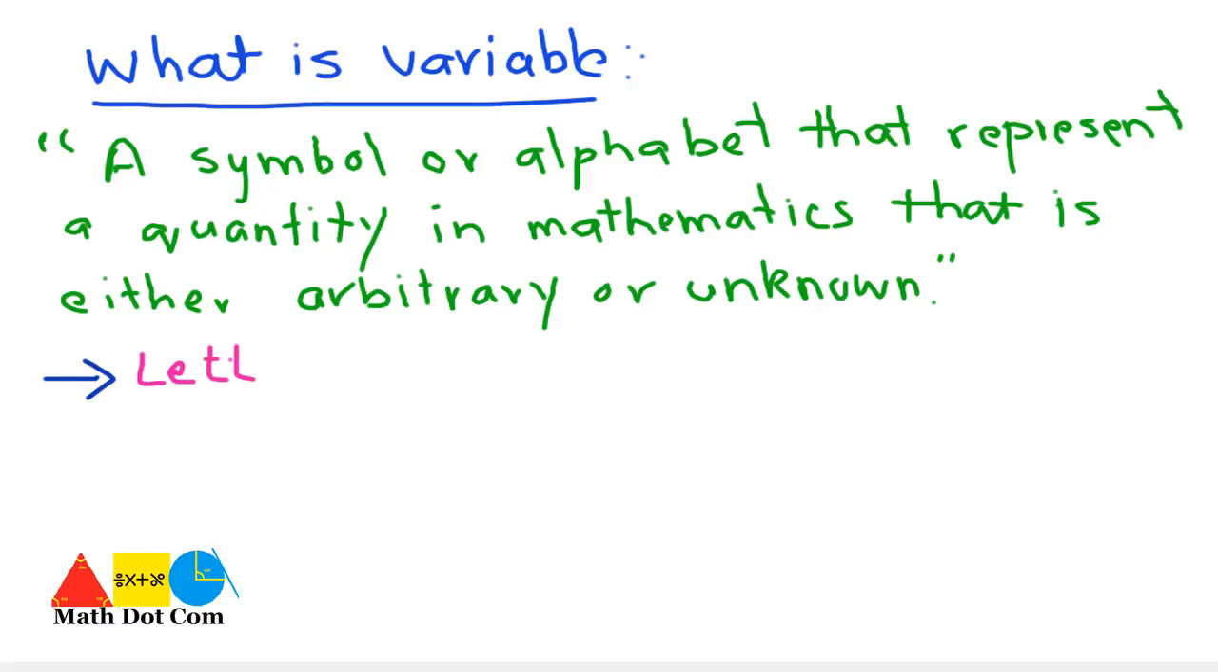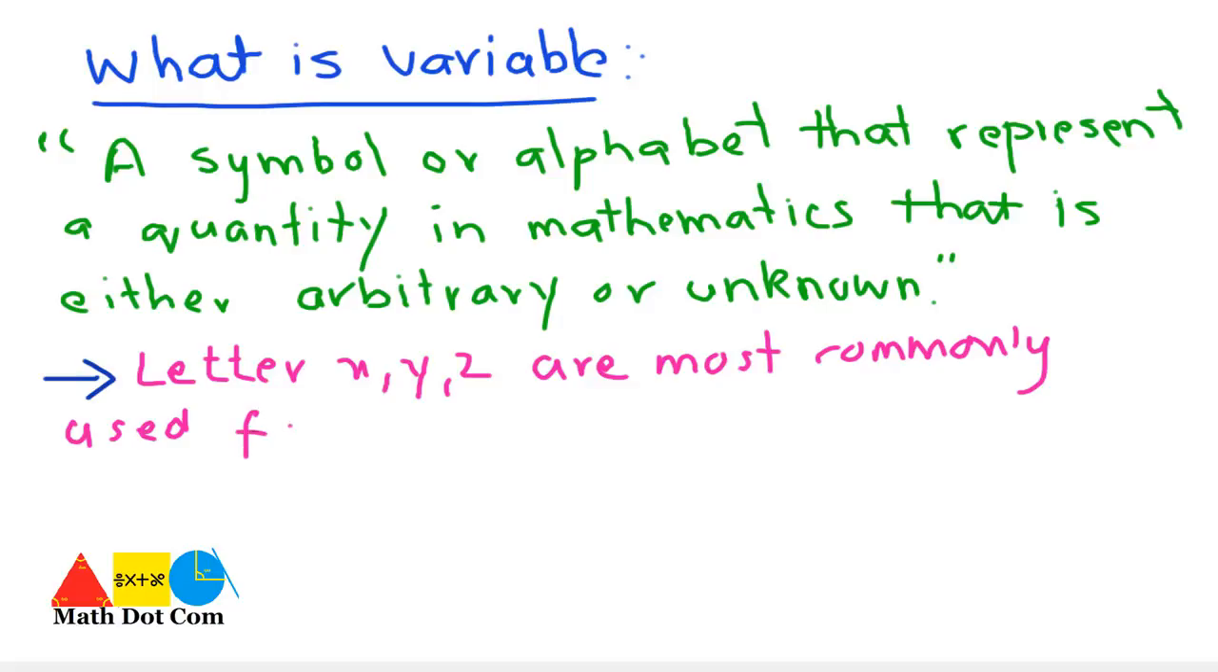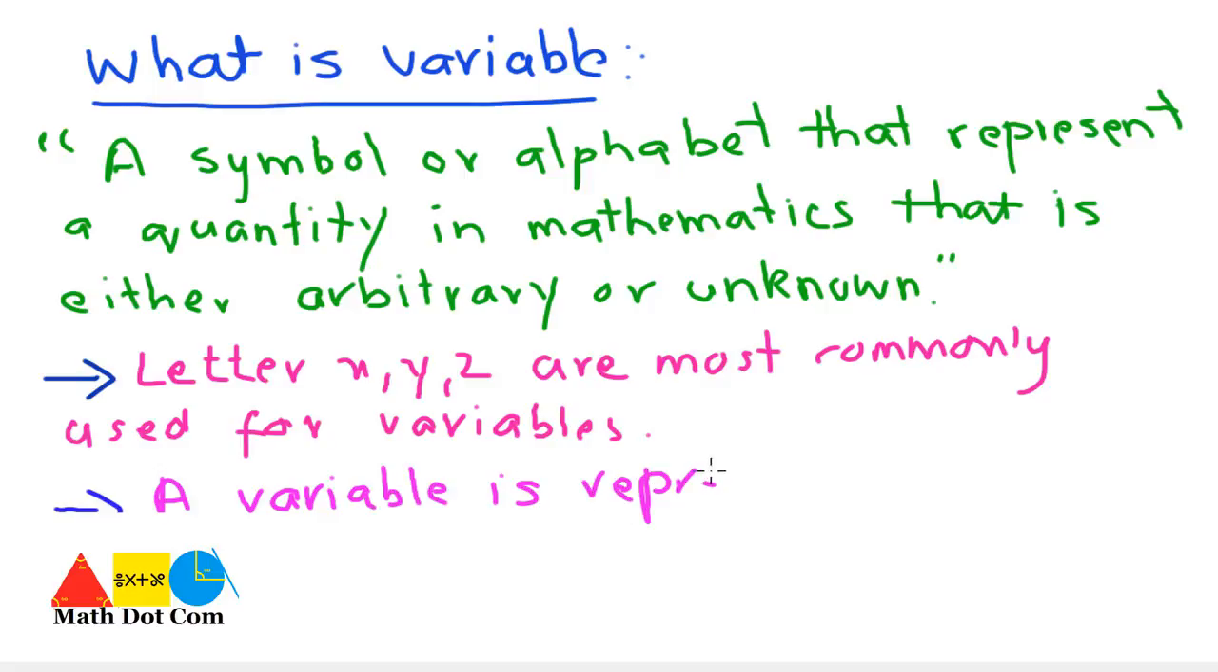Letters X, Y, and Z are most commonly used for variables. Other than that, you can also find A, B, C, L, M, N, P, Q, R. These are also all the variables of which the value is unknown or arbitrary. Another concept that is important is a variable is represented by a single letter like A or B or C or Z or X, Y, Z.